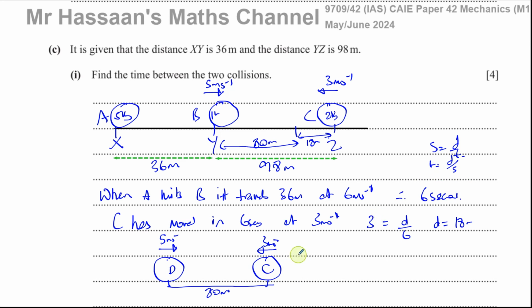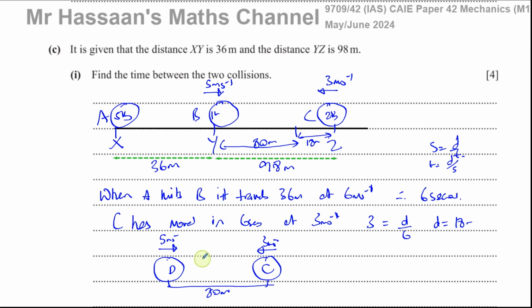All right, so now this is moving 5 meters per second, and this is moving at 3 meters per second. Okay, and the distance between them now is 80 meters, and we want to know what time they're going to collide in. Okay, the time that they're going to collide. So that's what we have to work out here.